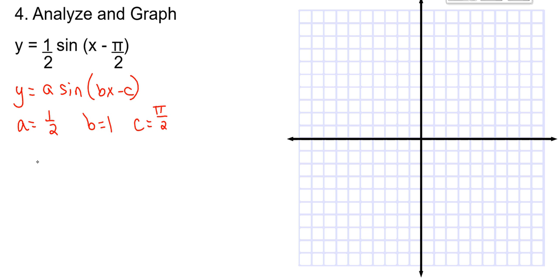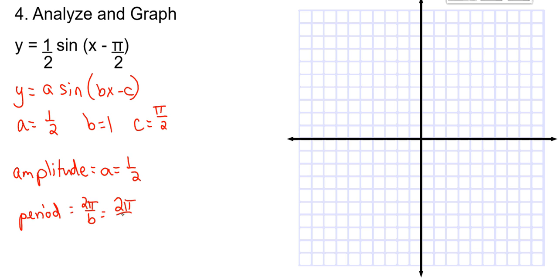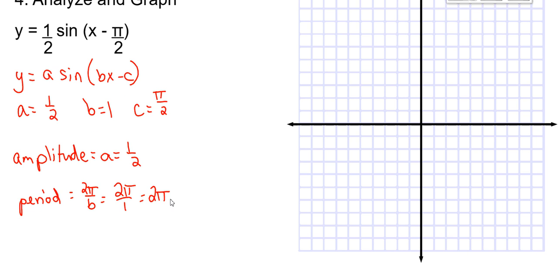So now let's think about things like amplitude, period, and beginning and ending. So our amplitude is equal to A, which is equal to 1/2. So it's only going to go up 1/2 and down 1/2. And then our period is 2 pi over B. So in this case, that's 2 pi over 1, which is 2 pi. So that makes that part a little easier to handle.